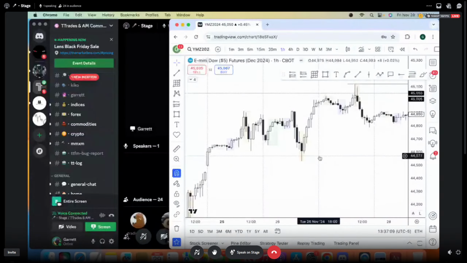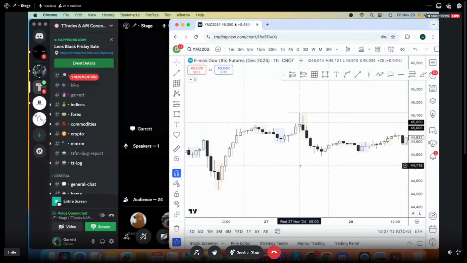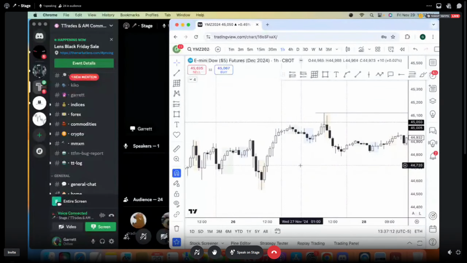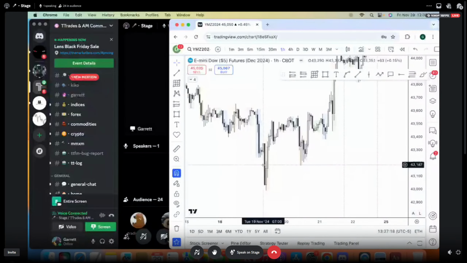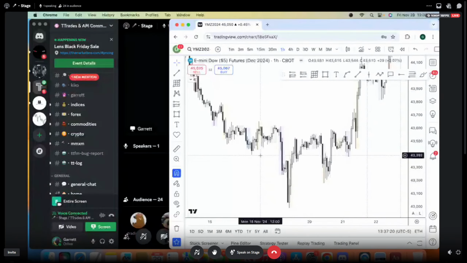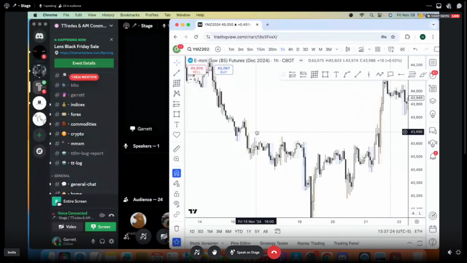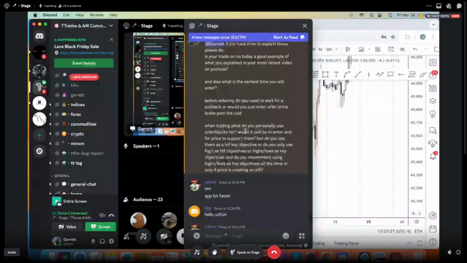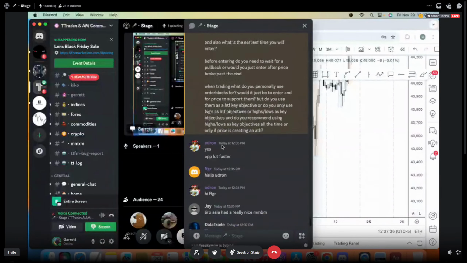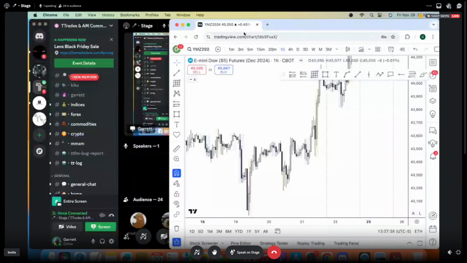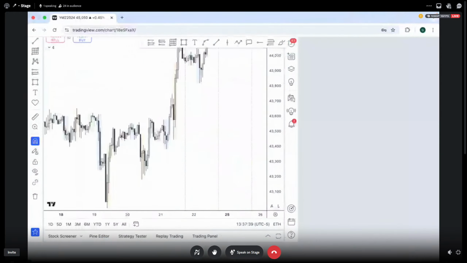What was a trade that I took before 9:30? It's a pretty often thing, honestly, not uncommon. I can't really think of one that comes to mind. But okay, what's the other questions here? Before entering, do you need to wait for a pullback, or would you just enter after price broke past the CSD? Yeah, I usually just wait for the CSD. My entries are usually like this.